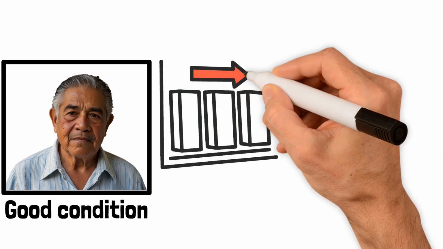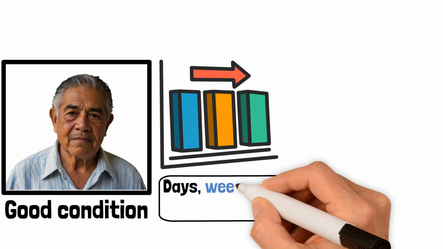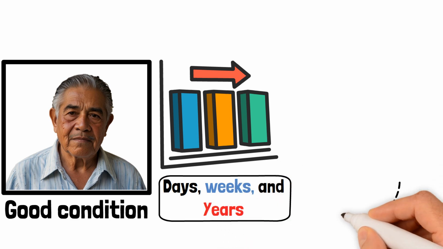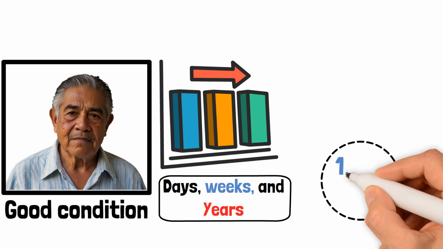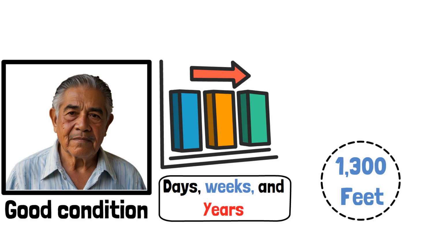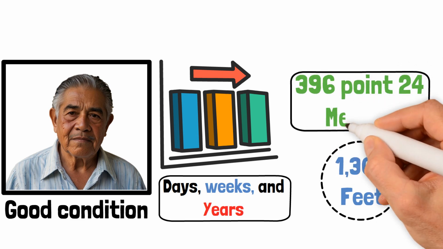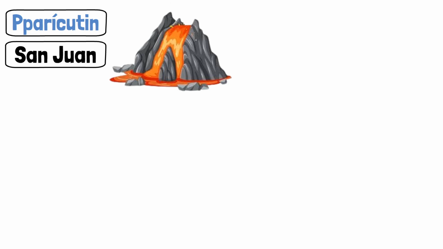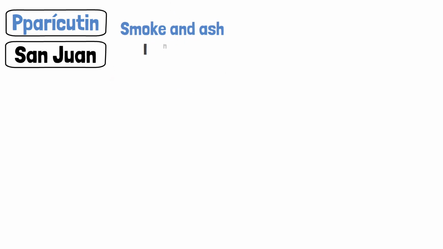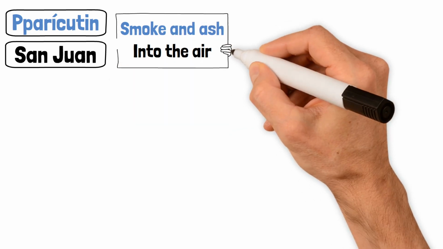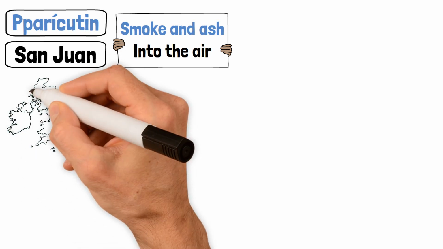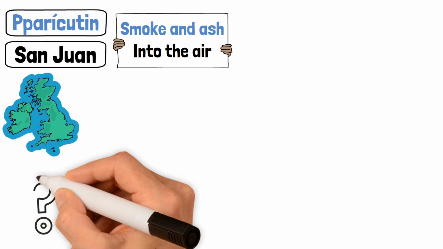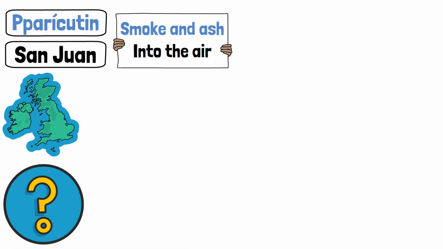The volcano would continue to expand over the days, weeks, and years that followed, eventually reaching a height of more than 1,300 feet, which is equivalent to 396.24 meters. The settlements of Paracutin and San Juan, which were devastated, were surrounded by thick, slow-moving lava that was spewing scorching smoke and ash into the air. As a result, everyone had to be evacuated and moved to a different location. Do you have any idea how terrible something like that would be?